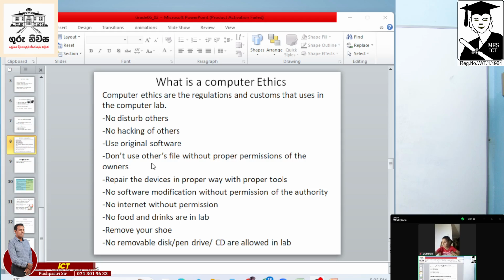So in your computer, virus will not go to the computer room, and the computer room virus will not come to your computers. So that is both way safety if you are not getting any pen drive or the CD into the computer, right? So these are the ethics.